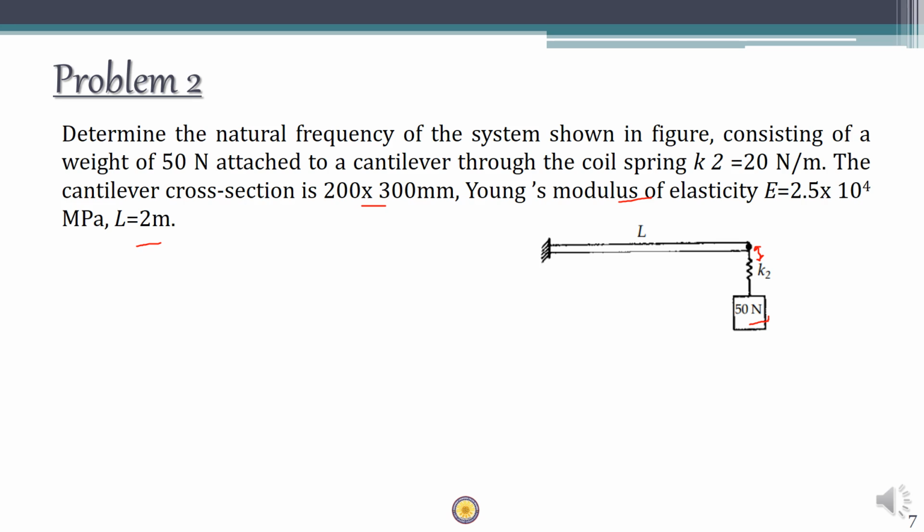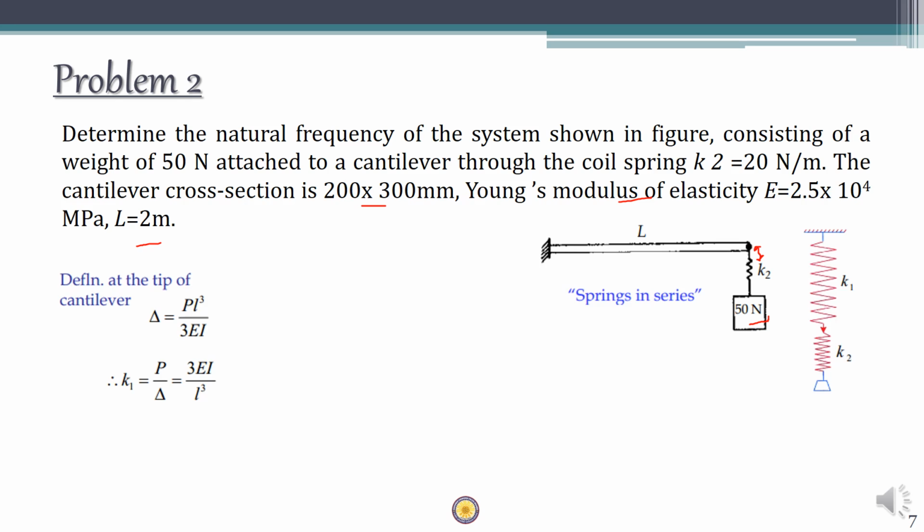Deflection at the end of the cantilever, delta, is nothing but PL cubed by 3EI. Now that we have delta, we can find K1 as P by delta, which means it is equal to 3EI by L cubed. So K1 is 3EI by L cubed.